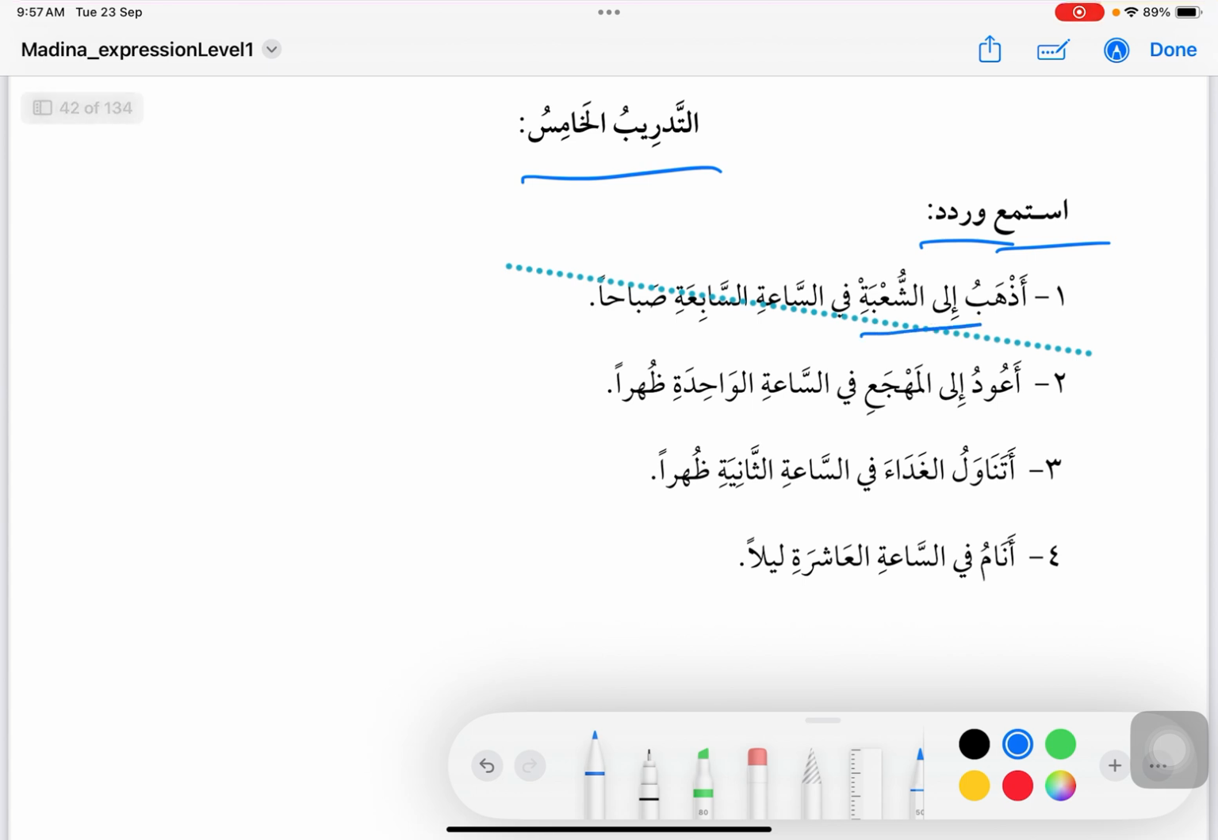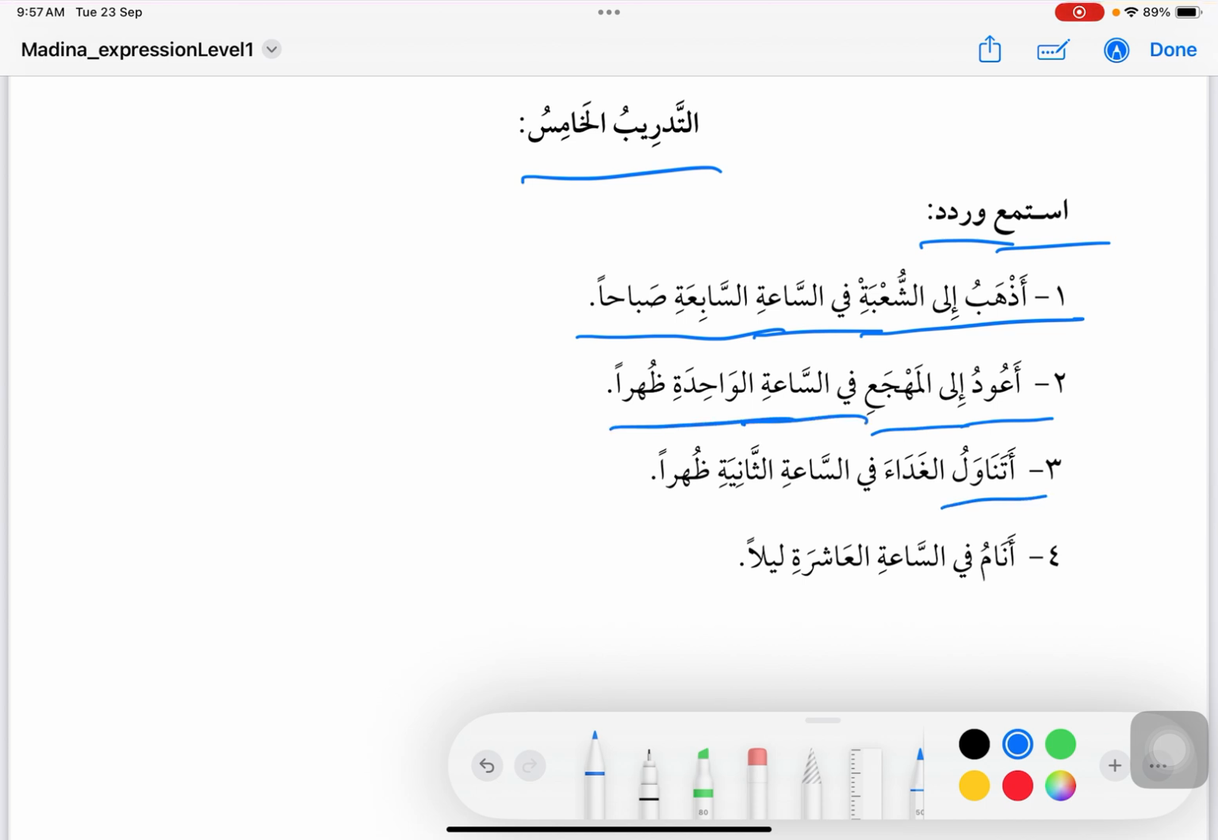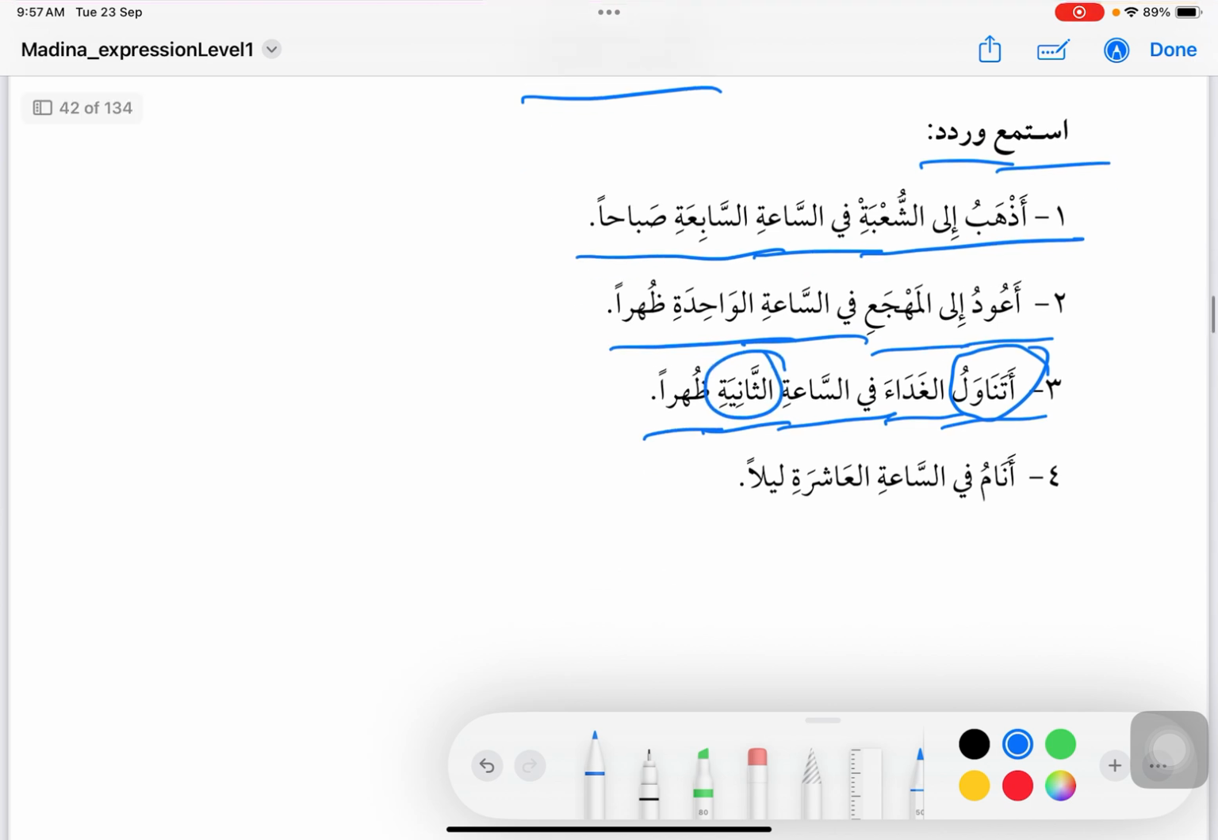أذهب إلى الشعبة في الساعة السابعة صباحا. So you know this translation. أعود إلى المهجع في الساعة الواحدة ظهرا. أتناول means I take. Al-ghada, meaning the lunch. I take al-ghada fi as-sa'ati ath-thaniyati dhuhran. I take the lunch at 2 o'clock in the afternoon. Anamu, I sleep. Fi as-sa'ati al-ashirati laylan. I sleep at 10 o'clock at night.